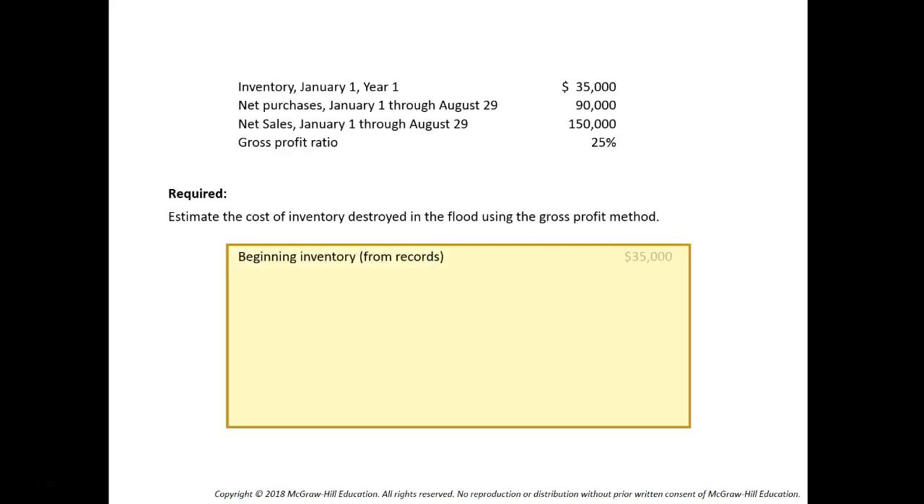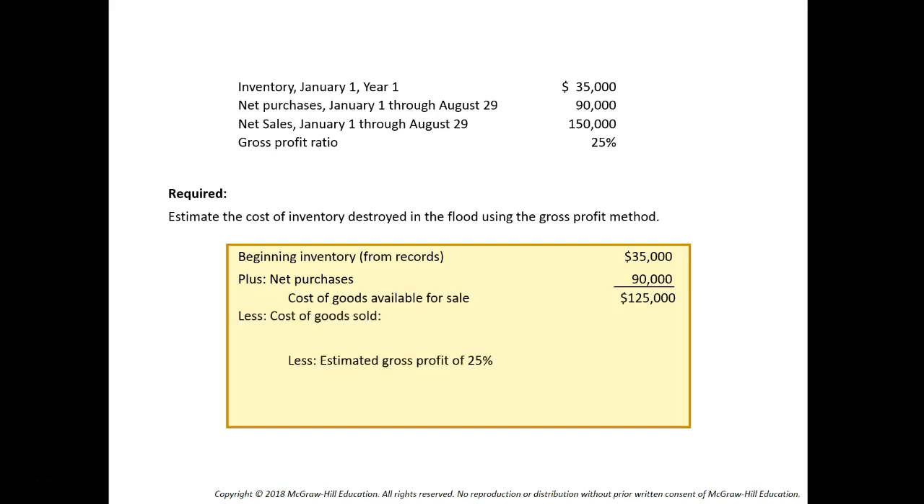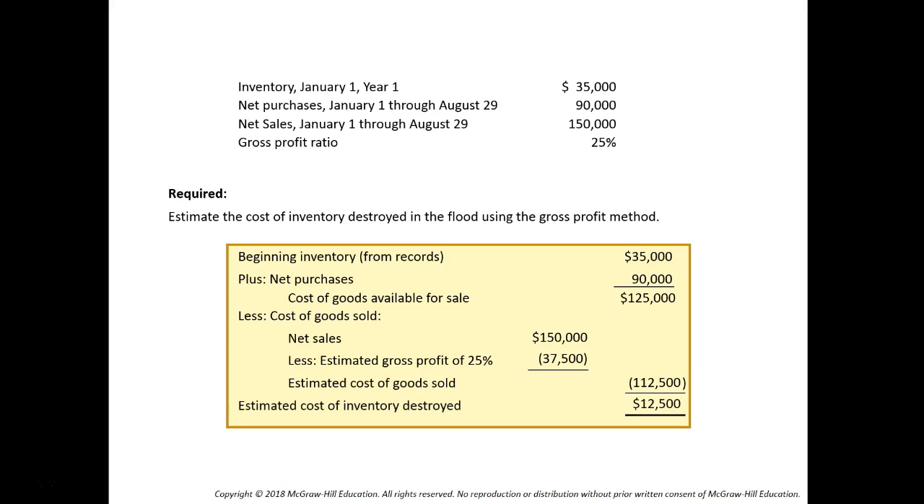So again, we're going to start with our beginning inventory. We'll add our purchases. That gives us our cost available for sale. If our sales were $150 and we had a gross profit of $25, that means 75% of that would be cost of goods, estimated cost of goods. Therefore, our $125 minus our estimated cost of goods sold means our cost of inventory that would be destroyed, estimated, would be $12,500.